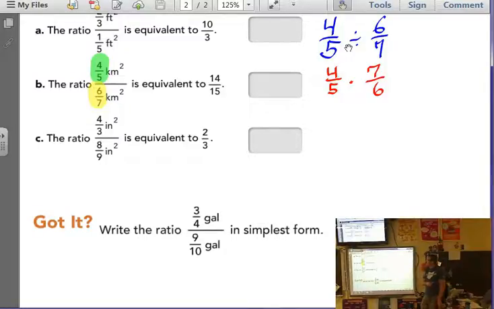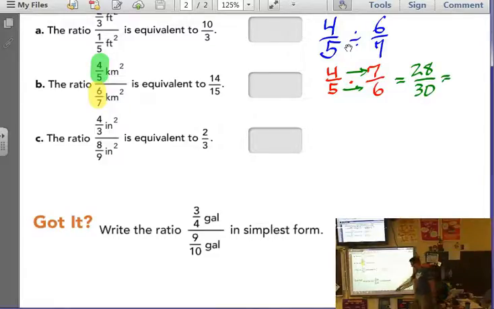Then, Sean, how do I multiply fractions? Straight across. We do not need common denominators. A couple people are still trying to use common denominators when multiplying fractions. That is unnecessary. So 7, 14, 21, 28. 5 times 6 is 30.